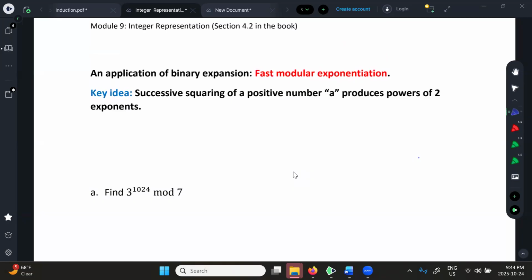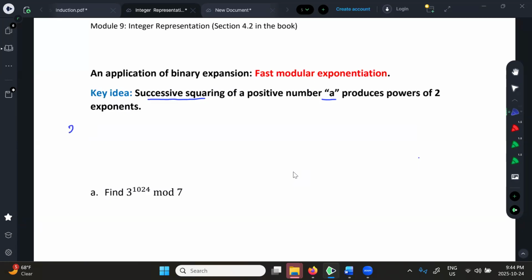Now, before I do this, I need to show you this very interesting phenomenon. If you do a successive squaring of a positive number a, did you know that it produces powers of 2? Well, it was a mystery to me as an undergrad too. Then I figured it out here.